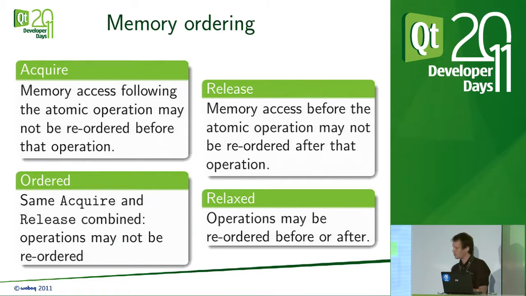So there are 4 modes of ordering. Ordered means that no operation is going to be moved before or after the atomic operation. Relaxed means that this API does not offer any guarantee, so everything can be reordered. And then you have acquire, which means that everything that is after the atomic operation will happen after, and release, which means that everything that is before will happen before. Is there any question?